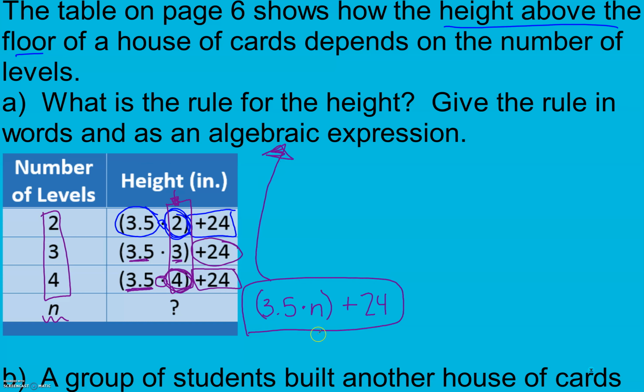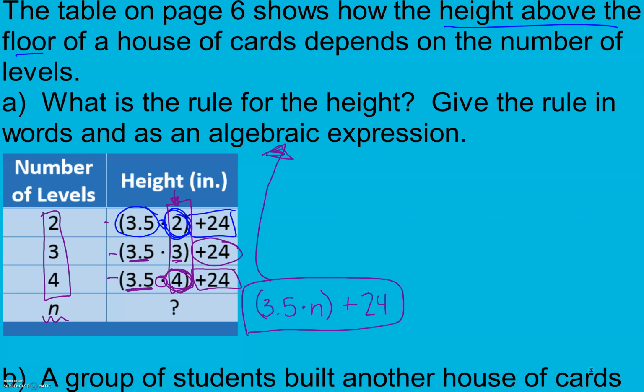It's algebraic because it has that variable in it. These first 3 were numeric because they didn't have any variables, but the last one's algebraic because it has a variable. So anytime it says something about an algebraic expression, know you're going to have a variable.